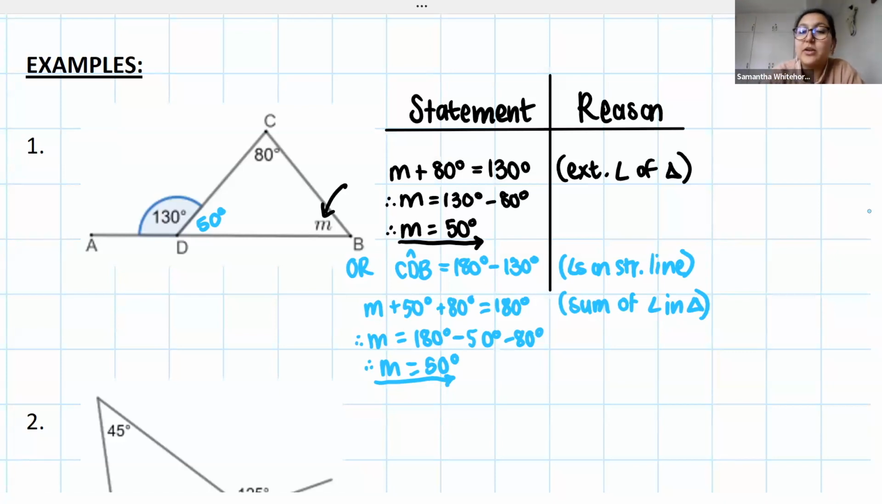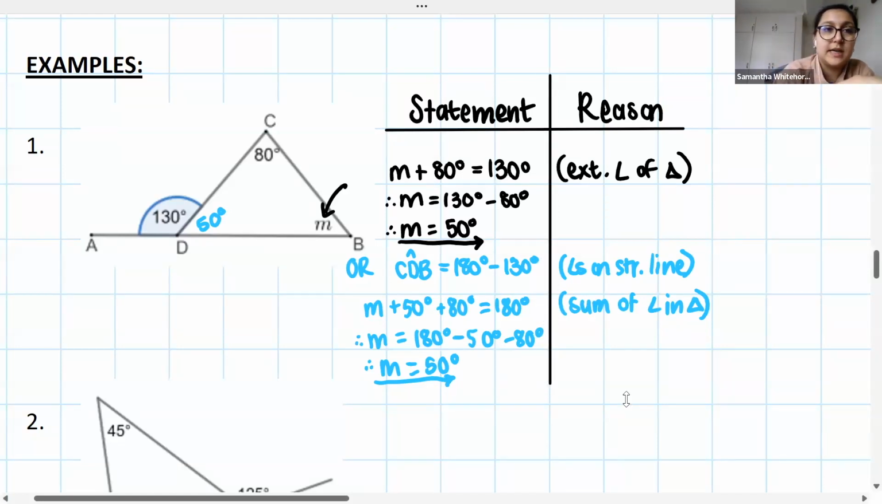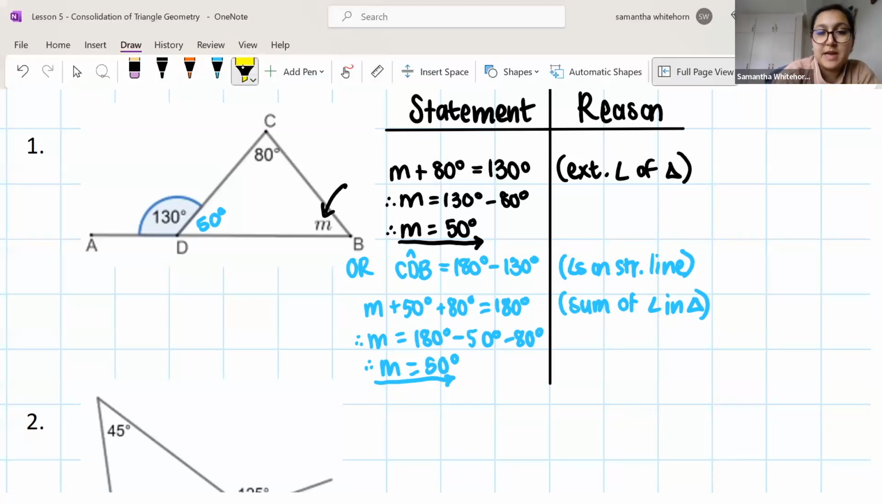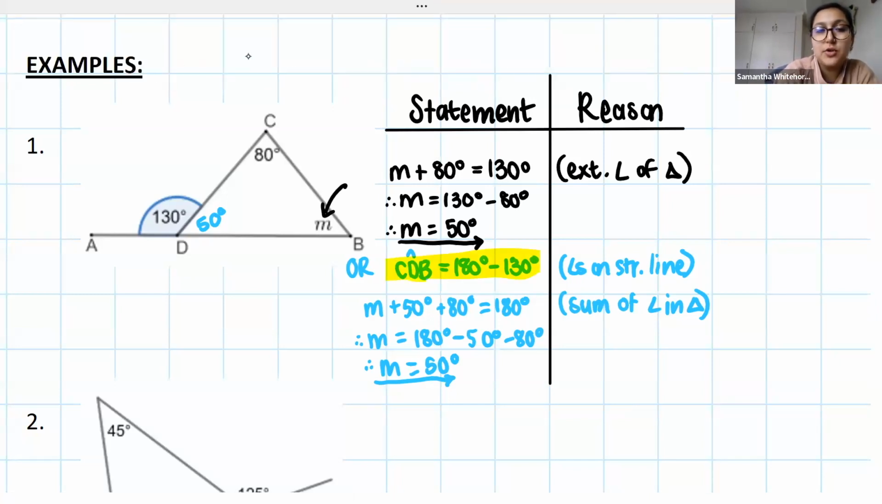Right. So there we go. We could also use angles on a straight line and then sum of angles in a triangle. What's really important though, grade 8s, is the fact that if you're going to do the second option, you have to make this statement. So you have to show that you got this angle of 50 by saying angles on a straight line. You can't just jump straight to angles in a triangle. You had to do some working out before you got there. And so you need to show that. If you don't show that, you will lose marks.